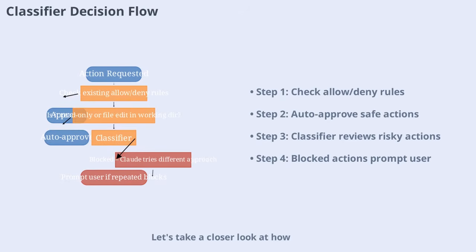Let's take a closer look at how the classifier makes decisions in Auto Mode. Each action goes through a fixed order. First, your existing allow or deny rules are checked. If you've set up permission rules, they resolve first. Next, read-only actions and file edits in your working directory are auto-approved. Everything else is sent to the classifier. If an action is blocked, Claude gets the reason and tries a different approach. This structured flow ensures that safe actions proceed quickly, while risky ones are carefully evaluated.